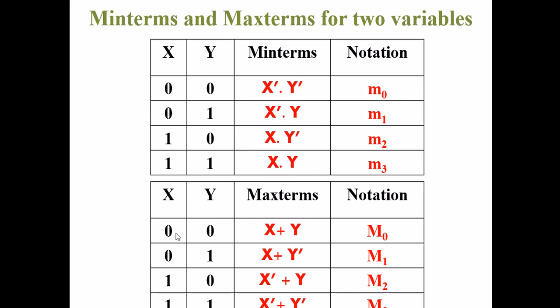So this is the table representing the maxterms. Here we have the opposite scenario. For the case of 0 we will represent without complement, and for the case of 1 we will represent with complement. Like if you look here, for 00 it will be x plus y. For 01 it will be x plus y complement. X is representing 0 and y complement is representing 1. And for 10 it will be x complement plus y, and for 11 it will be x complement plus y complement, that is M3.